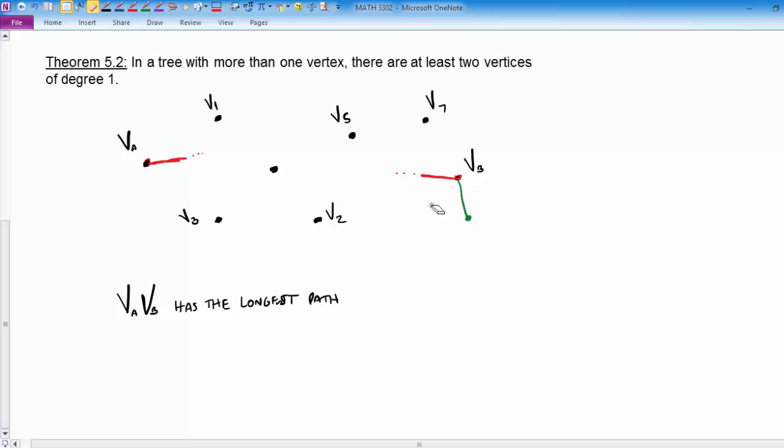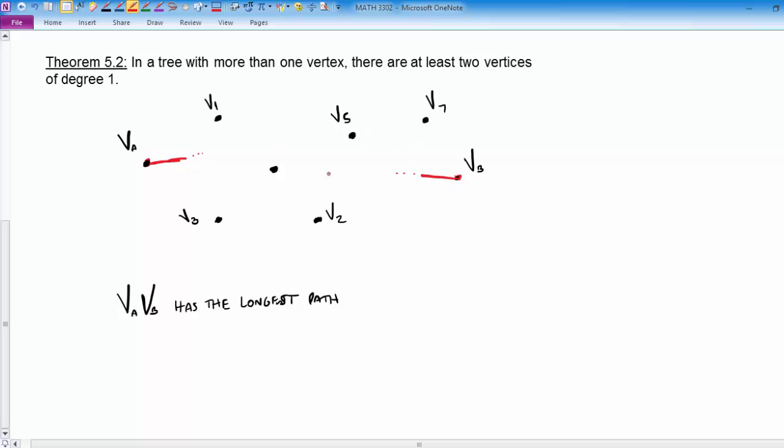And the same thing applies to VA. Let's say VA is not a vertex of degree 1, then that means there is another edge connected to VA. If that's the case, then again we contradict the fact that VA-VB has the longest path, because then we just found a path that is longer. It has one more edge, and so it's longer than the longest path. So that's a contradiction. That proves that VA needs to be a vertex of degree 1, and VB also needs to be a vertex of degree 1.